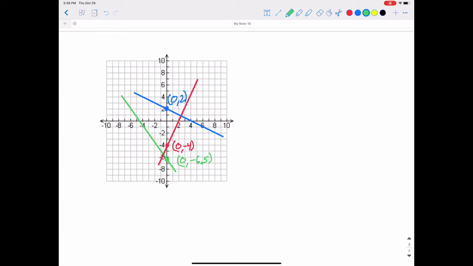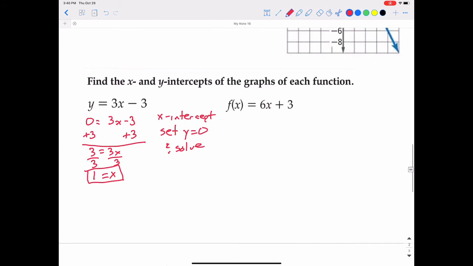So what do the y-intercepts have in common? Hopefully you can see that the y-intercepts all have the same x value, and that x value equals 0. Because as soon as the graph touches the y-axis, at that point, the x values will always be 0. So in order to find the y-intercept, you're going to set x equal to 0 and solve.